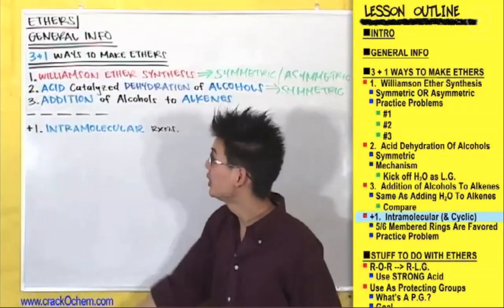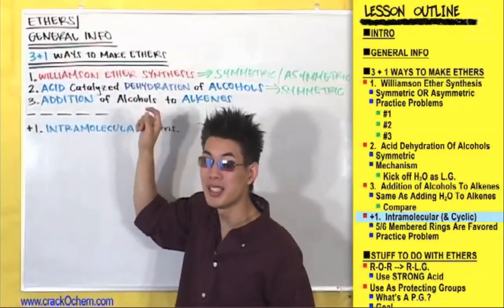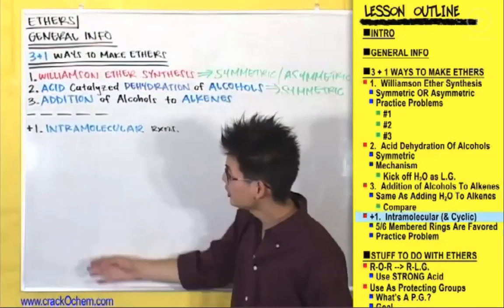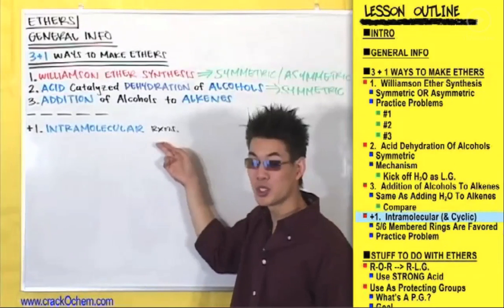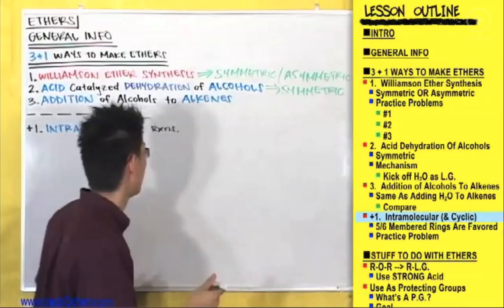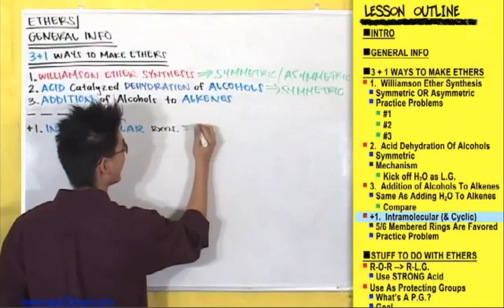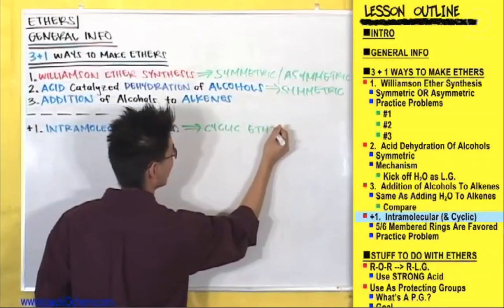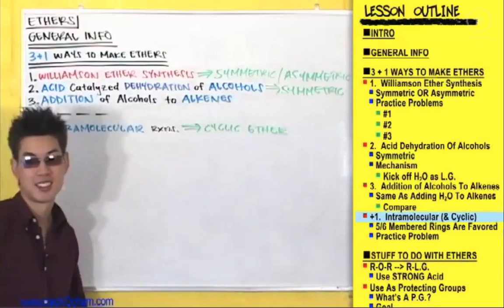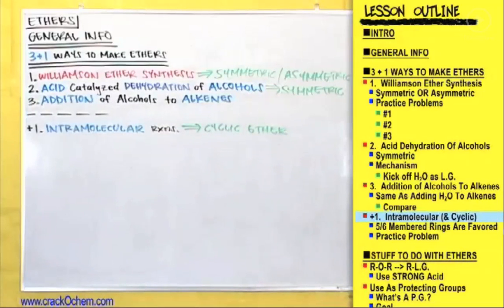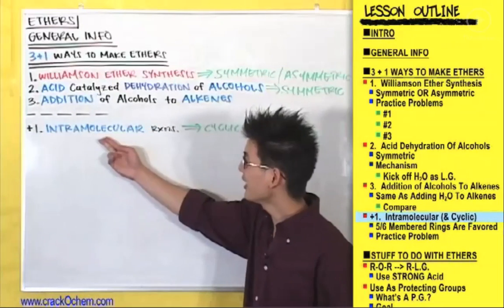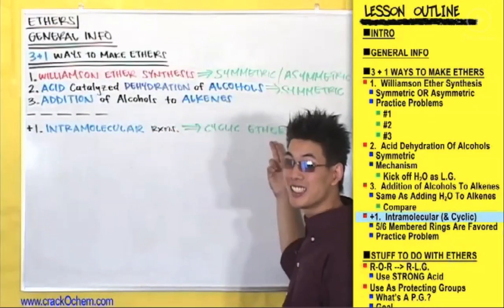Now I want to show you the plus one way to make an ether, and this is going to make a cyclic ether. This is known as an intramolecular reaction to make a cyclic ether. Okay, so we're going to be doing intramolecular reactions to make these cyclic ethers.